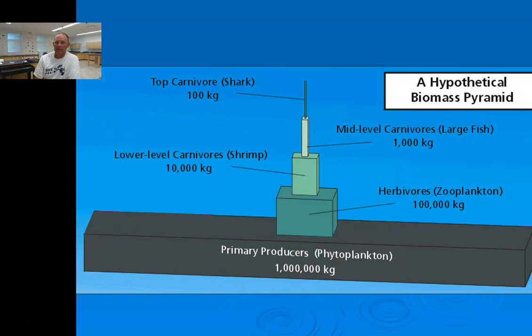When we get to the mid-level carnivores, these large fish, the sea bass, things like that, there's going to be only 1,000 kilograms. So 1,000 kilograms in a given area of ocean is going to be, probably, if we consider a kilogram per fish, and even that's a little heavy.